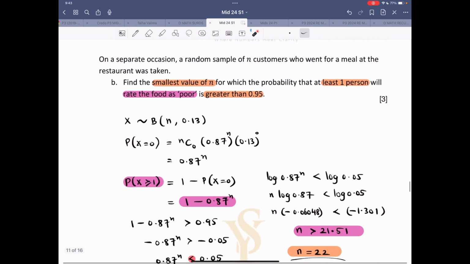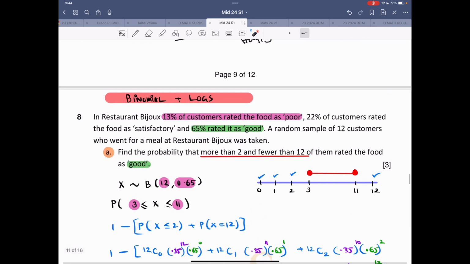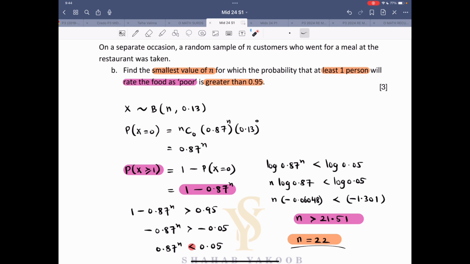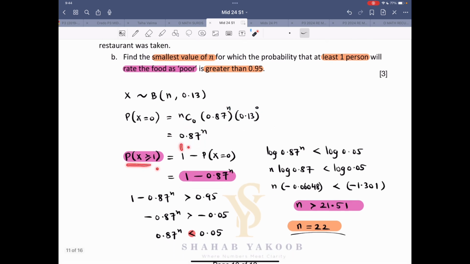Now it says on a separate occasion, a random sample of n customers who went for a meal at a restaurant was taken. Find the smallest value of n for which the probability that at least one person will rate the food as poor is greater than 0.95. Now this is binomial, logs and inequality. Food as poor, that is the probability of success, 0.13. We don't know the value of n, so we have to use logs. Probability X equals 0 is nC0, success raised to the power of 0, probability raised to the power of n, which simplifies to this. At least one of any event is 1 minus the probability of 0 of that event. This is at least 1, and this is 1 minus the probability of 0, 1 minus 0.87 raised to the power of n. This is greater than 0.95.